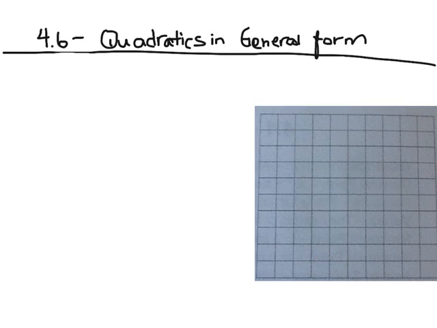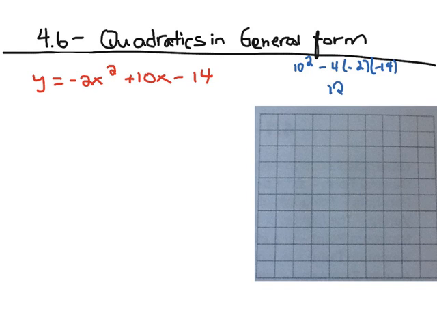For the equation, y equals negative 2x squared plus 10x minus 14, check your discriminant. So 10 squared minus 4 times negative 2 times negative 14, and you get 12, which is not a perfect square, so we know that we can't factor it. So what we're going to have to do is complete the square like we did before.